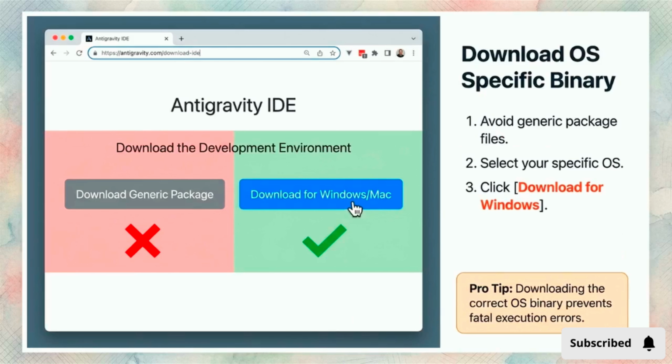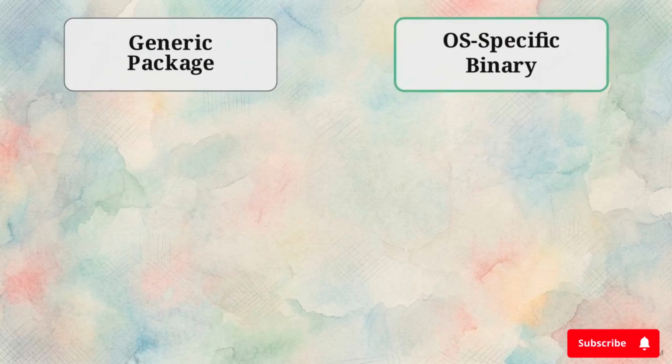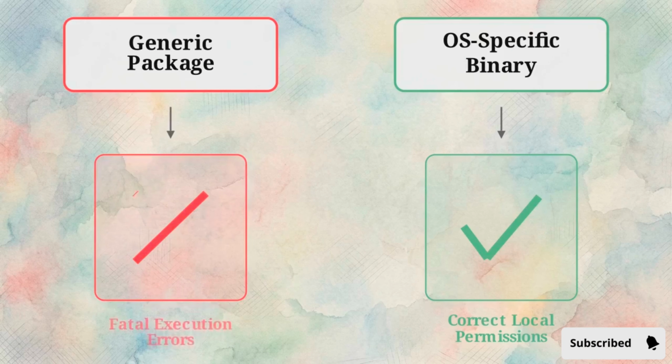On this page, avoid the generic package file. Select the button labeled Download for Windows/Mac to acquire the binary built specifically for your operating system. Selecting the OS-specific binary ensures the framework has the correct local permissions to run, which prevents the fatal execution errors associated with the generic 2.0 package.